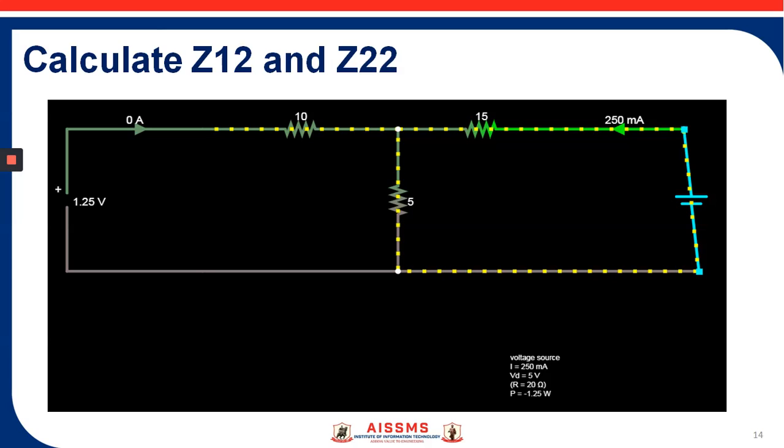And for calculation of Z22, the formula is V2 by I2. So V2 here is 5 volt divided by I2, which is 250 milliampere. Putting in that formula, you are getting 20 ohm. So all these 4 Z parameters, by using this simulation, we verified: after simulation we are getting the Z parameter values that are the same as we calculated previously.